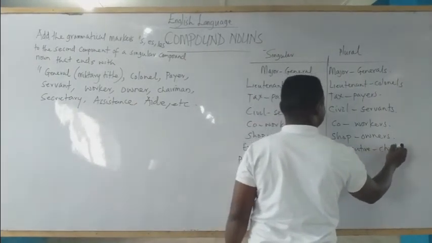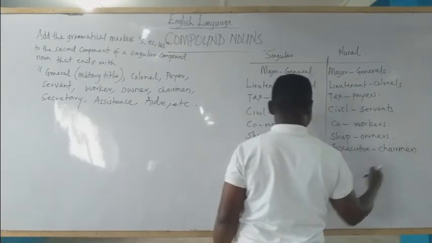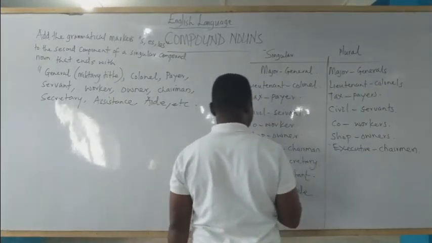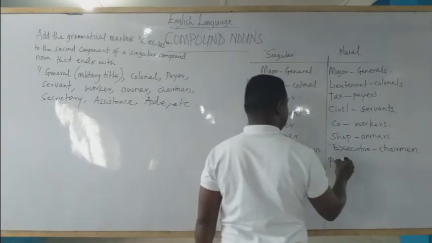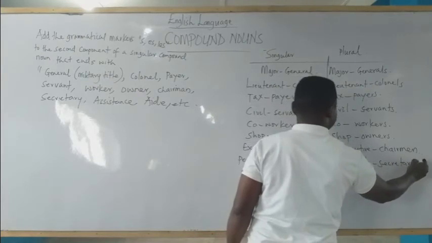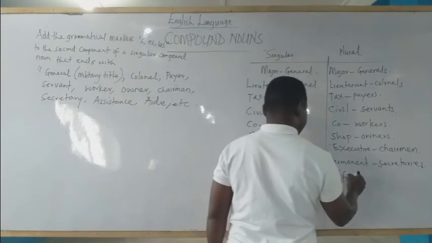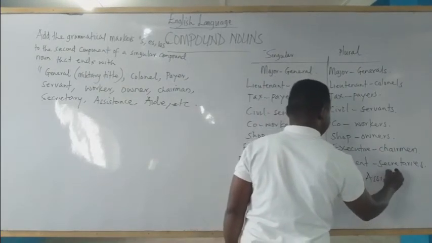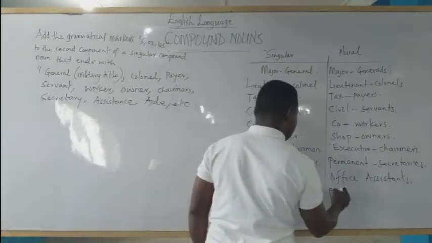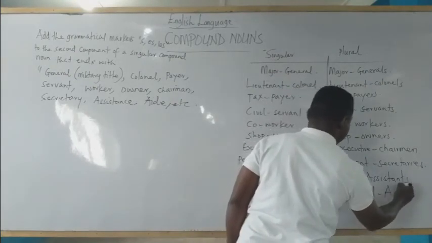Executive chairman becomes executive chairmen, because the plural of man is men. So take note. Executive chairman in singular form, executive chairmen in plural. Next is permanent secretary. In plural form, that becomes permanent secretaries. Take note. We have office assistant, and in plural form that becomes office assistants. Then I have presidential aide, which becomes presidential aides in plural form.